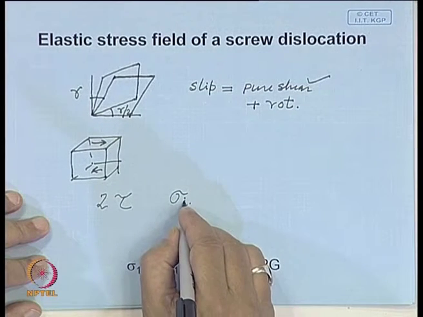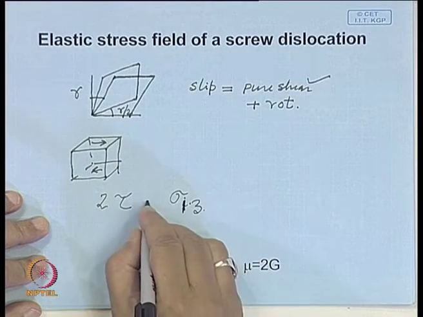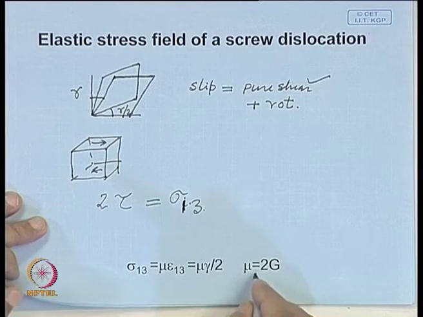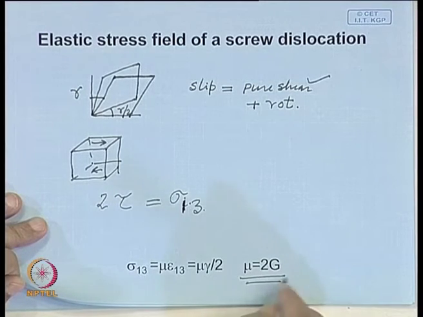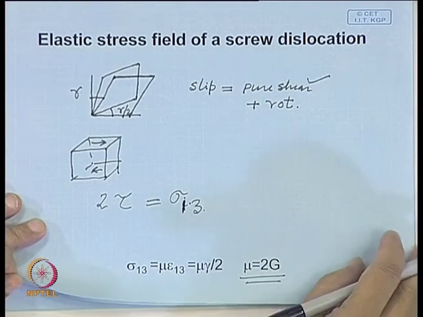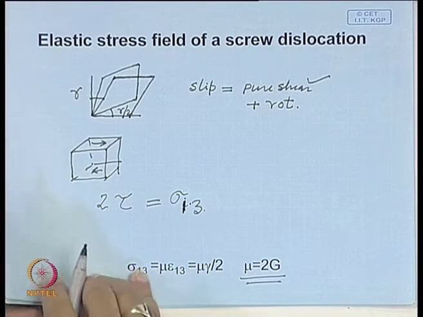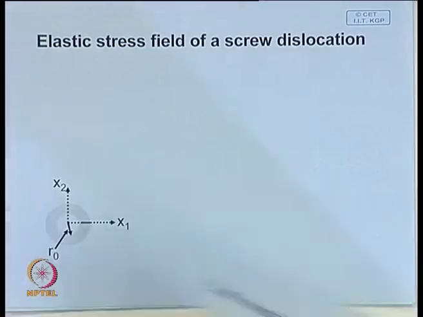So, 1 3, this kind of a representation. I have just made it because this is a material; I just put mu equal to 2G. So, the final expression for the stress will nevertheless remain the same.